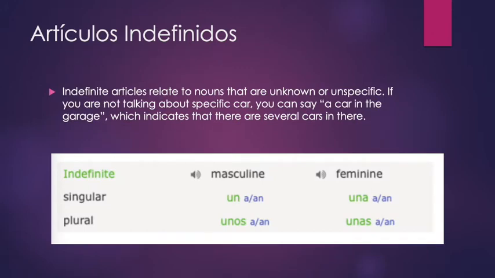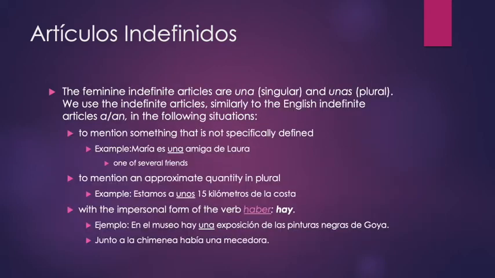Artículos indefinidos, indefinite articles. Indefinite articles relate to nouns that are unknown or unspecific. If you are not talking about a specific car, you can say a car in the garage, which indicates that there are several cars in there. So for singular masculine, un, feminine, una, plural masculine, unos, feminine, unas.